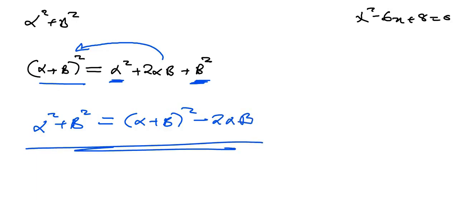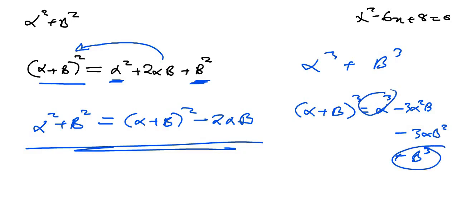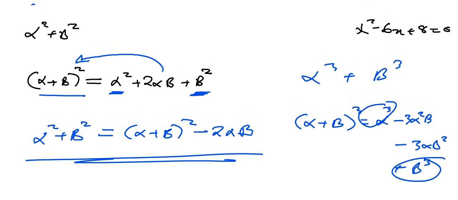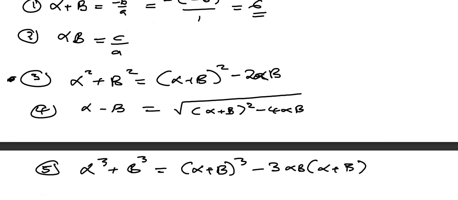The same applies when they put a cubic expression there. The same thing, alpha cubed plus beta cubed. You still expand alpha plus beta, cubed. When you expand this, you get alpha cubed, then plus 3 alpha squared beta, then plus 3 alpha beta squared, then you get plus beta cubed. Then you take these two on the other side, then you remain with this and that. So this is how we simply got the fifth equation, the alpha cubed and beta cubed. This is what we come up with. This is the one for minus.